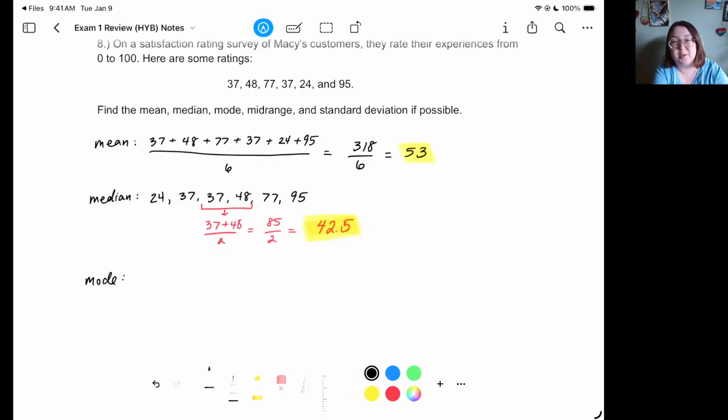But if we look at our numbers, right, 37, 48, 77, 37, 24, and 95, 37 is the only one that shows up more than once. So 37 is the mode.